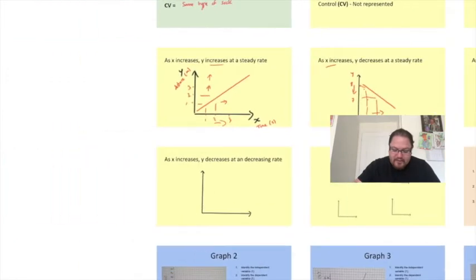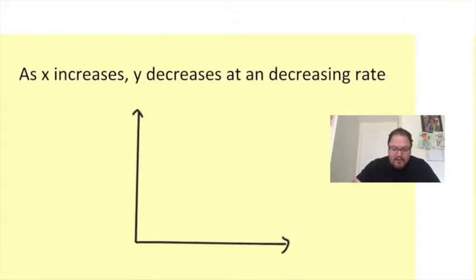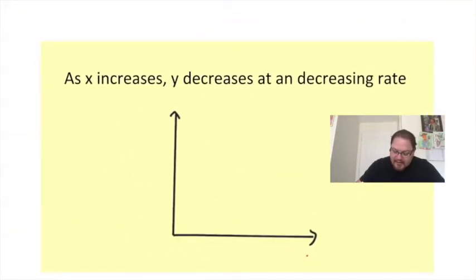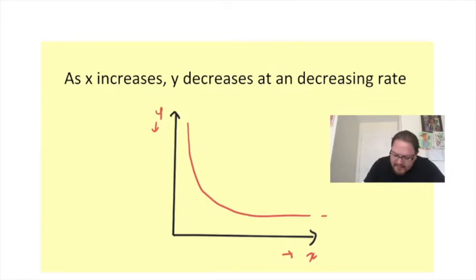One more to learn. We've got as x increases, as this gets bigger, y decreases at a decreasing rate. This one looks like this. And again, you can see that this will carry on for ages. Okay, it'll just stay on the graph. So this one gets smaller, this one gets bigger. It always starts with as x increases.